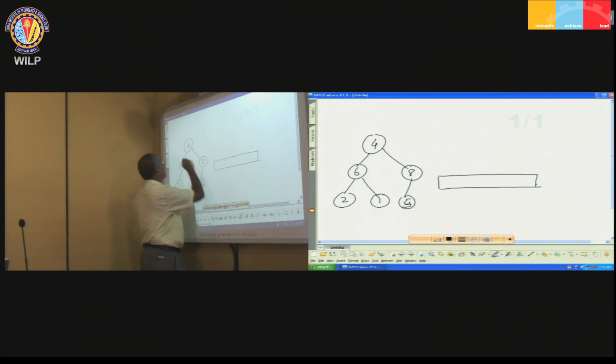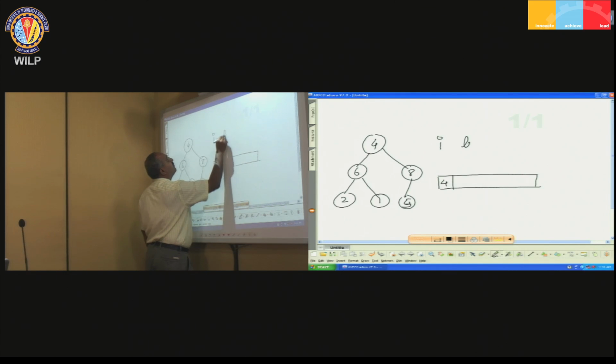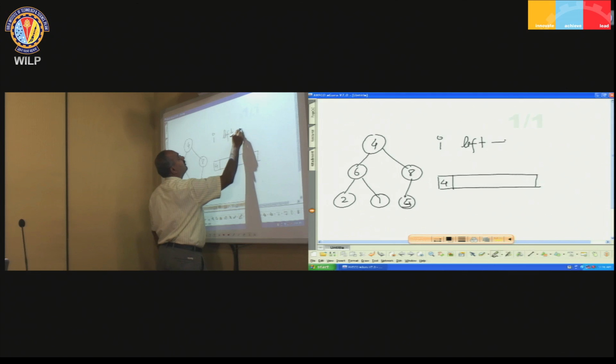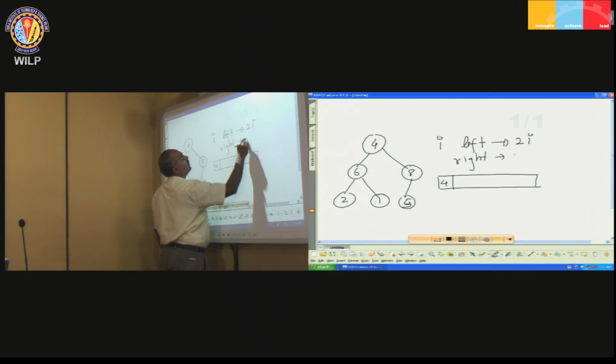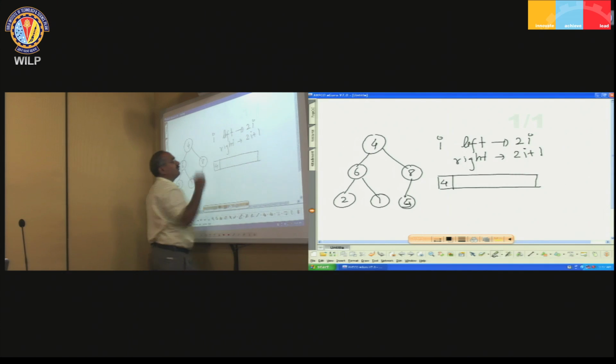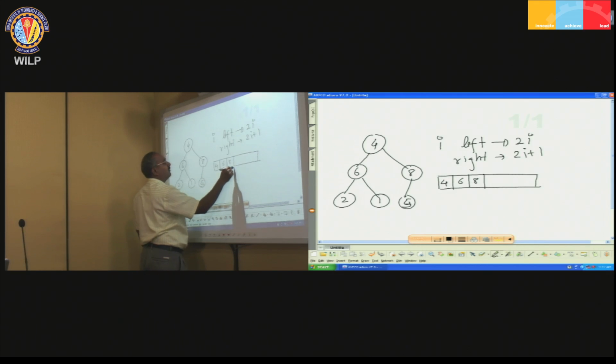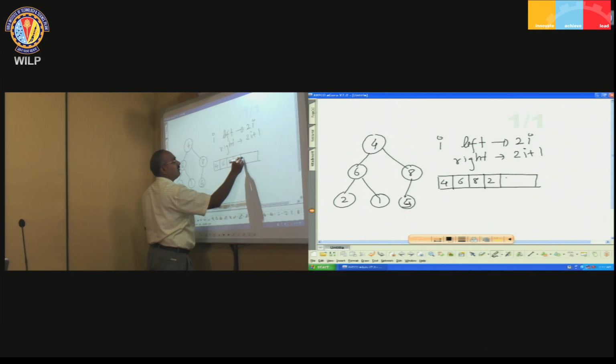The root will be the first element, and if you have i, its left child is going to be at the 2i-th location and its right child is going to be at the (2i+1)-th location. So, you will have 4, 6, 8, then the left child of 6 is 2, so that will be here, followed by 1, followed by 5.